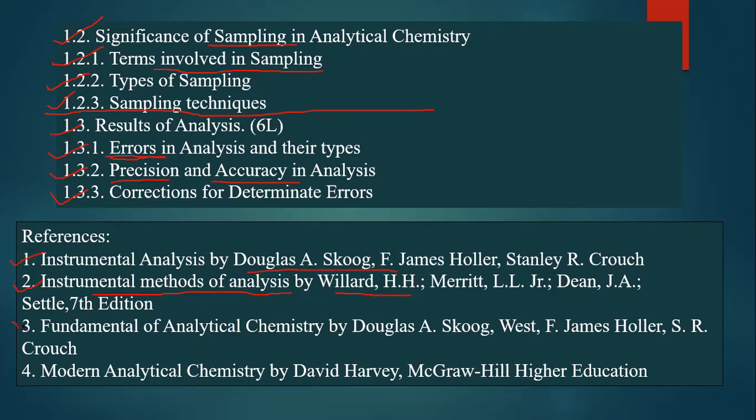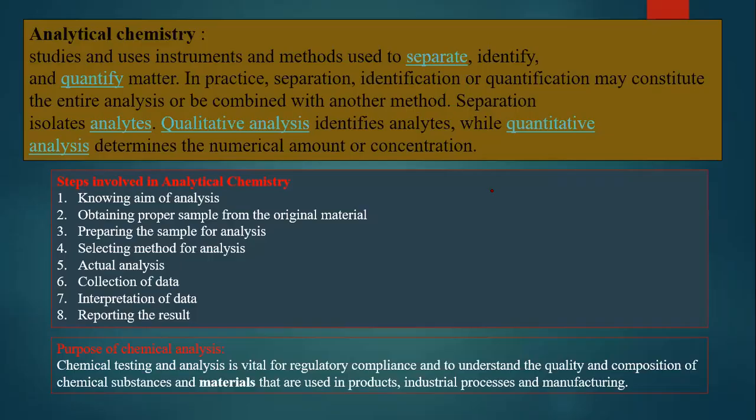Then Fundamentals of Analytical Chemistry by Douglas A. Skoog and colleagues. And the last one is Modern Analytical Chemistry by David Harvey. So these are the books. You can get these books from our library. And if you want a soft copy of these books, just put me a message and I can make it available for you. All soft copies are available with me, and I am going to share these copies on your WhatsApp.